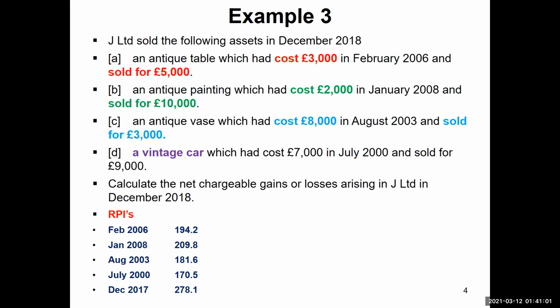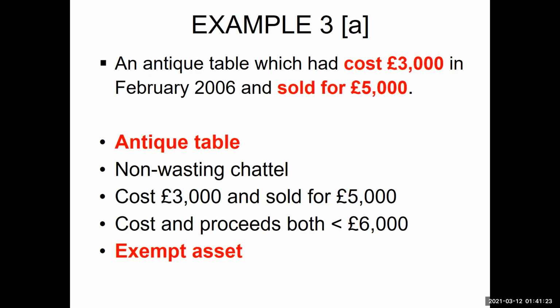Now we've been given the RPIs for the various dates, and we're asked to calculate the net chargeable gains or losses arising. So we find the answers for A, B, C, and D. Like I said, A and D will typically be 0. So we'll find B and C, and then we add all. Number 1, like I said, cost is 3,000, disposal proceeds 5,000. Both cost and sales are less than 6,000, so exempt, 0. And it's an antique table.